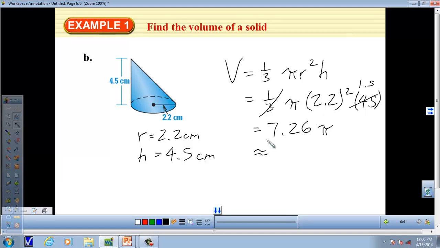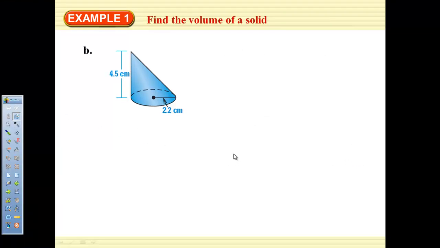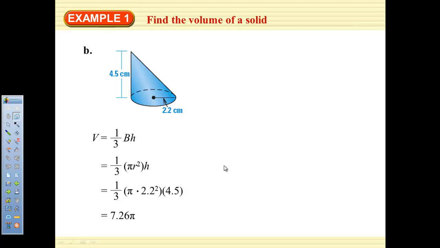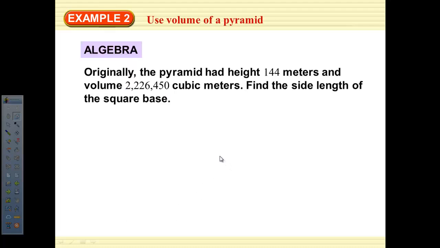So if I multiply times pi, I end up with 22.81 if we round to the nearest hundredth, and that would be cubic centimeters. So again, plug it all in, 7.26 times pi, which gives us 22.81. And let's take a look at this. We have our volume, we have our height, we want to find the side length of the square base.